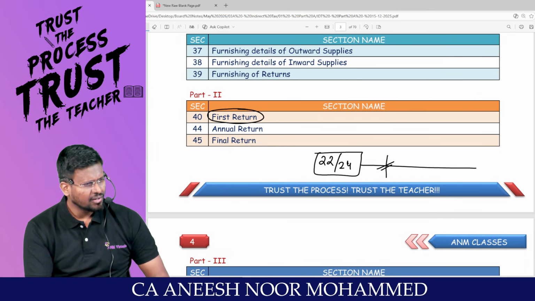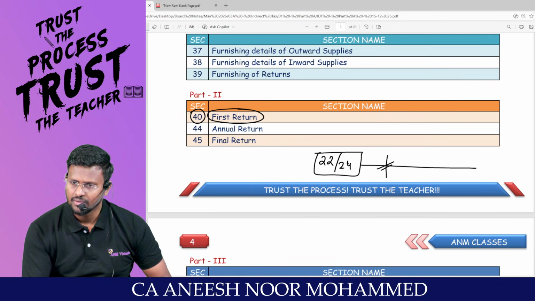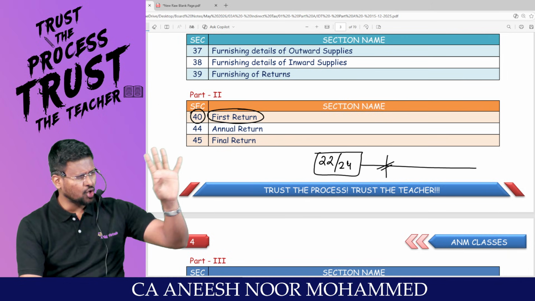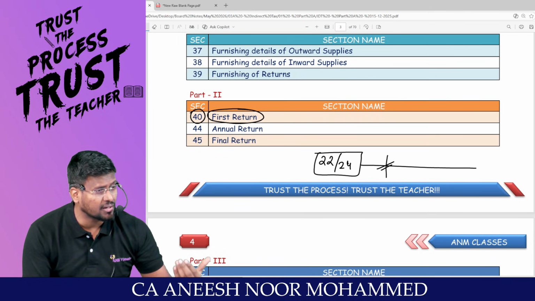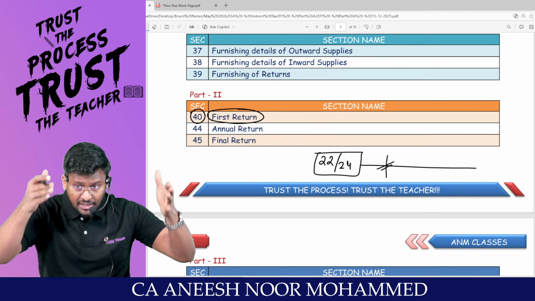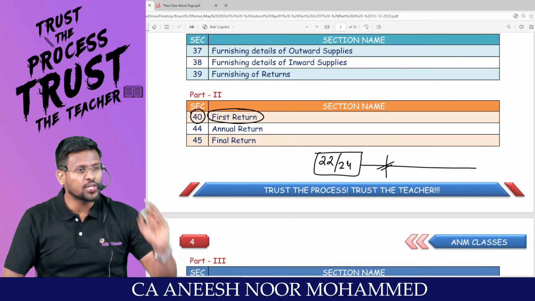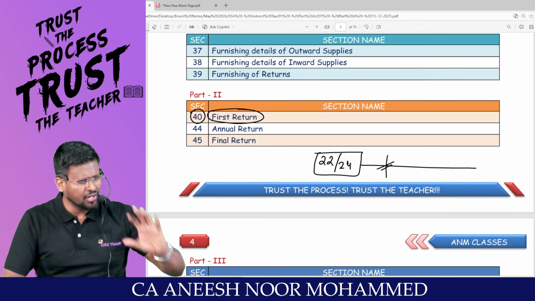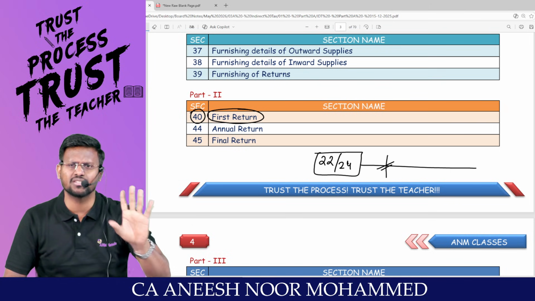What return? That's section 40. So section 40 talks about the speciality of the first return. What all items should be there in the first return? What are the peculiarities of the first return? What details should you provide to the government in the first return?